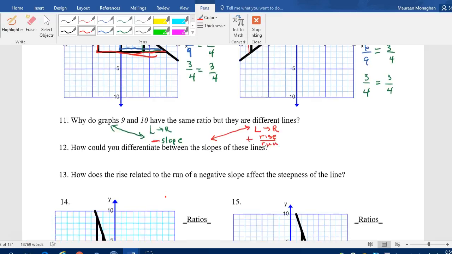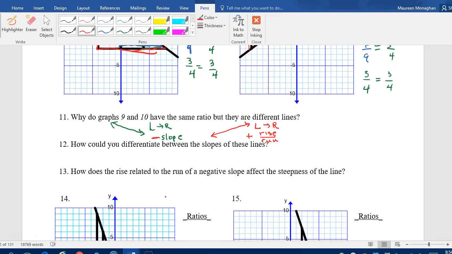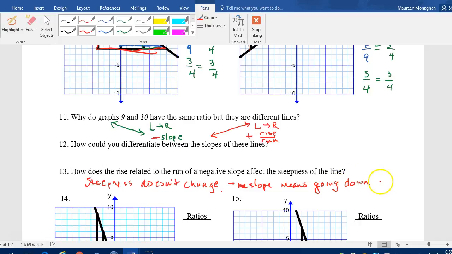Okay? How does the rise related to the run of a negative slope affect the steepness of the line? Well, the steepness doesn't change. The steepness doesn't change. The negative slope just means it's going downhill. Negative slope means going down. And remember, it's always left to right. You have to keep that in your mind.